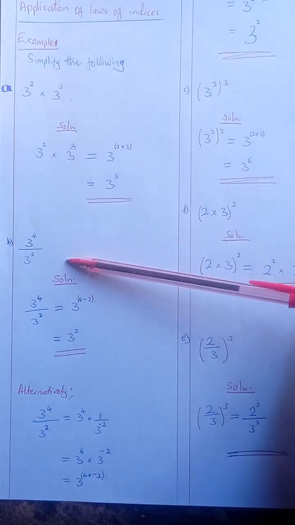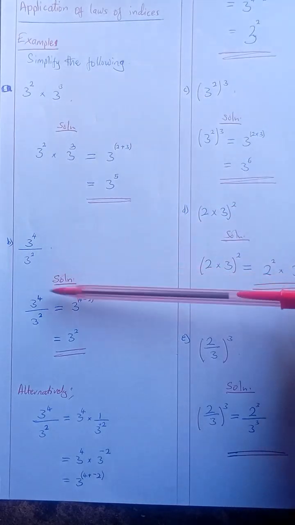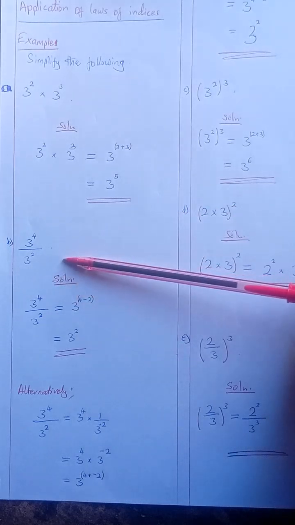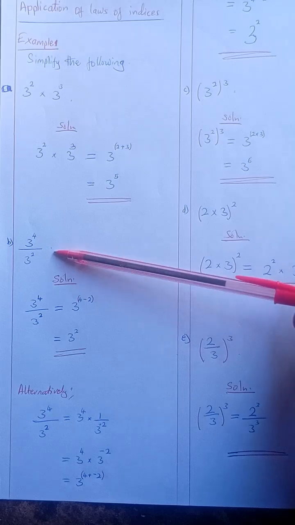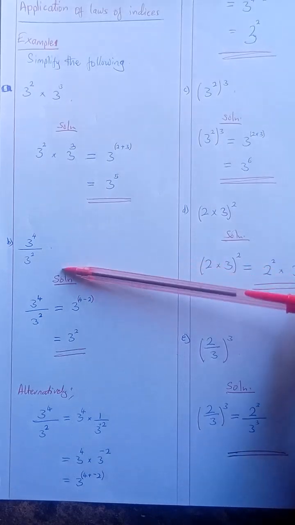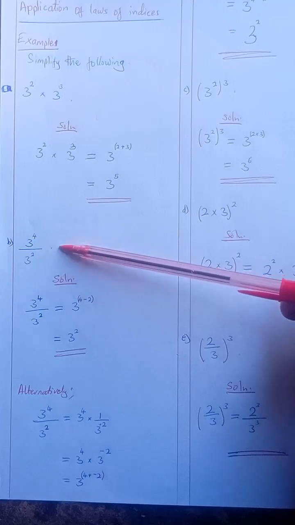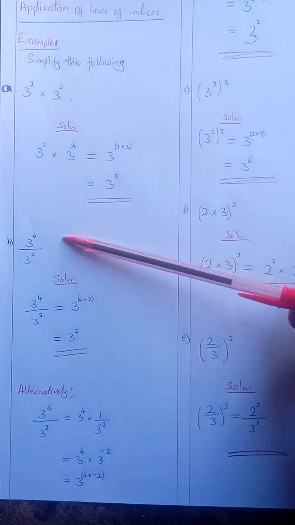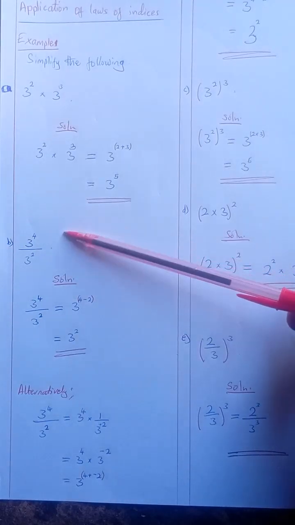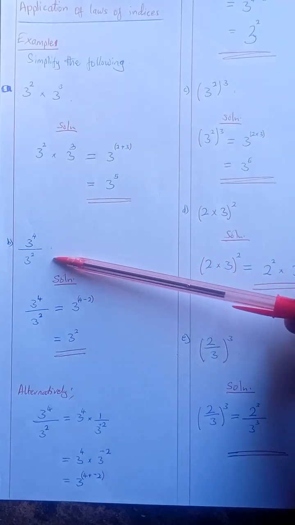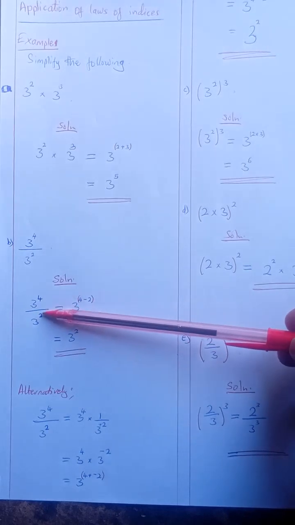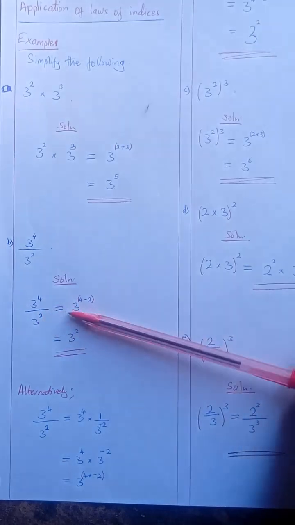Then let us go to part B. Part B, we have 3 to the power 4 divided by 3 to the power 2. So if you can see this fraction, it means this is division of indices. So when you are dividing indices, you just subtract the powers. You write the power of the numerator first, then you subtract the power of the denominator, which is the lower one.